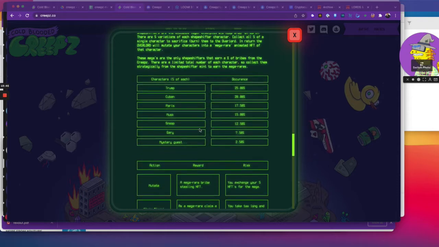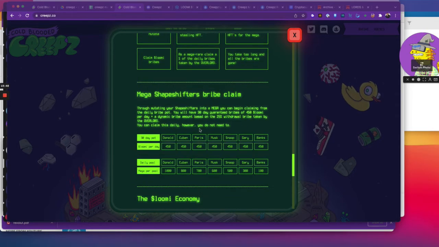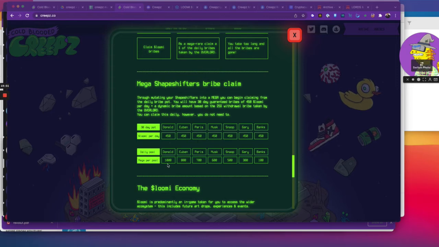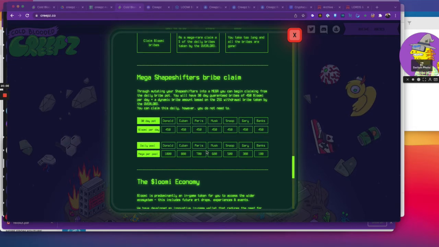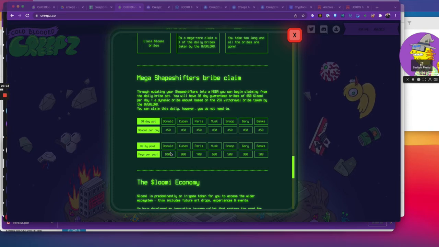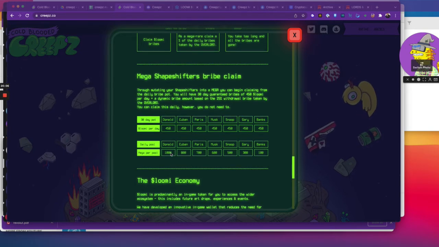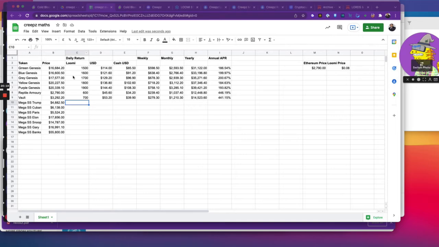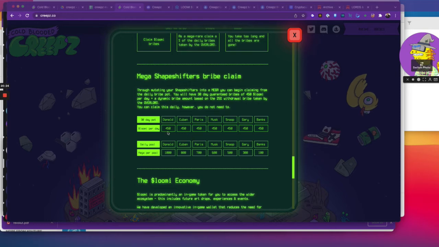So, megas would generate around, there you go, 450 plus 1,000. For the first 30 days, you get 450. You don't need to claim it daily. You could claim it afterwards. But yeah, for 30 days, it's actually this return. And then it becomes different. So, yeah, it is a bit tricky. So if we were to work out the annual, it's quite different. So I would say, let's just think of the first 30 days as bonus and just focus on the annual.